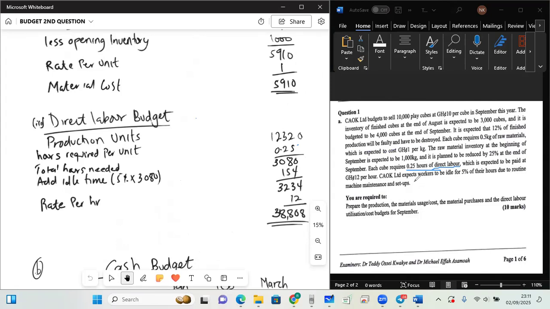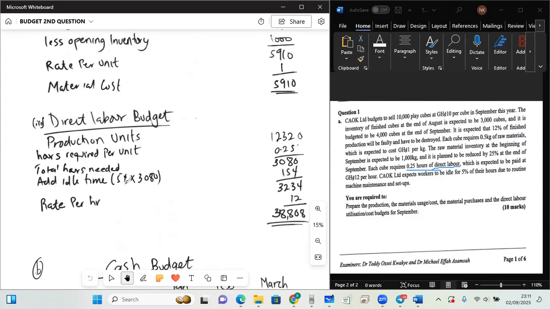Now, they said that the Coac Limited expects workers to be idle for 5% of their hours. This idle time, even though they wouldn't be working, is the normal kind of idle time, where maybe they are transferring the product from one state to the other, or let's say there's some faulty appliance and they are now fixing it and the likes. Even though it will not be used in the production, workers will still need to be paid.